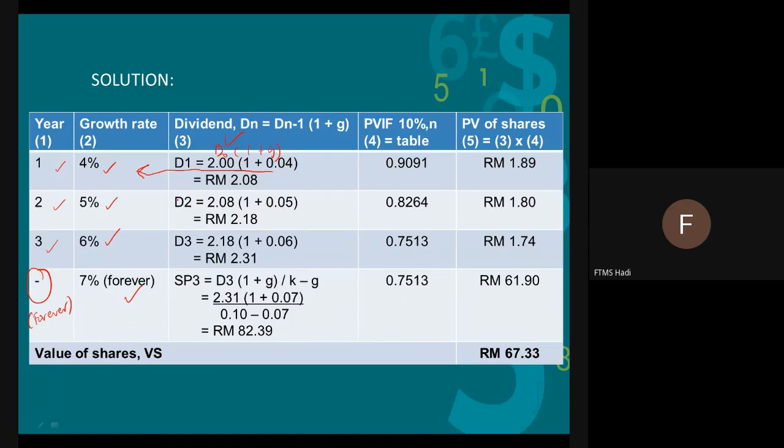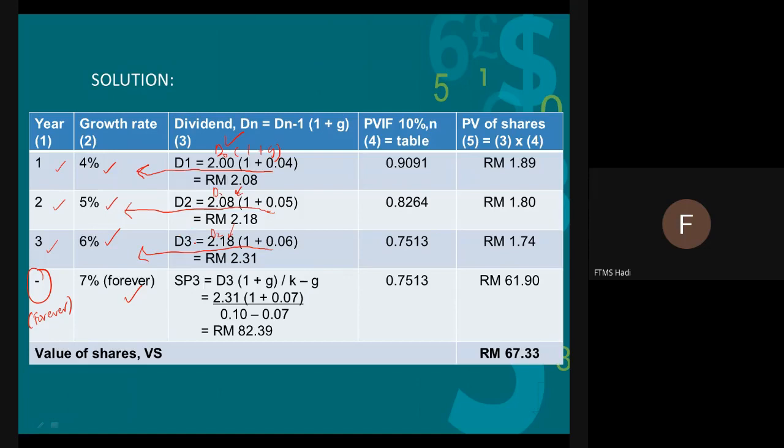Then for D2, because it is year 2, bring down 2.08 multiplied by 1 plus 0.05. Why 0.05? Because of this one, 5%. So 2.08 multiplied by 1 plus 0.05 is equal to 2.18. And then D3 is D2 brought down, times 1 plus 0.06, because it is 6%, which is equal to 2.31. And the last one is forever.